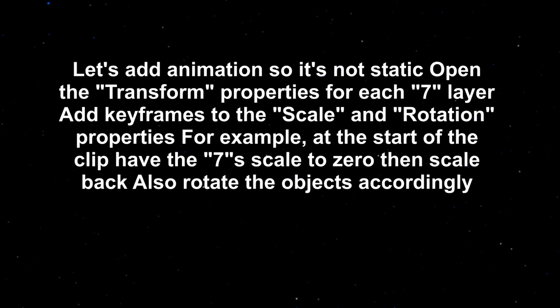Open the transform properties for each 7 layer. Add keyframes to the scale and rotation properties. For example, at the start of the clip, have the 7s scale to 0, then scale back. Also rotate the objects accordingly.